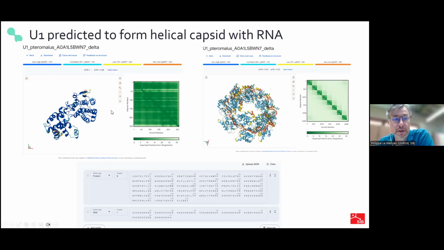So by using AlphaFold 3, you can, of course, model your own sequence, but you can also model the multimer. And here I had 8 copies of the protein because I knew it should form a helical capsid, which of course AlphaFold 2 will not find. It will make circles, but not a helix, because it's not trained to do so. But it just gives you good insight.